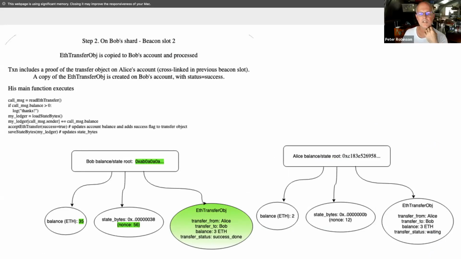I think it's worthwhile mentioning that the ETH transfer object is passed in as part of the transaction, as well as the Merkle proof to prove that it exists on Alice's state tree. So the application has to include the ETH transfer object in the credit transaction, as well as the Merkle proof saying that the Alice state contains this object.